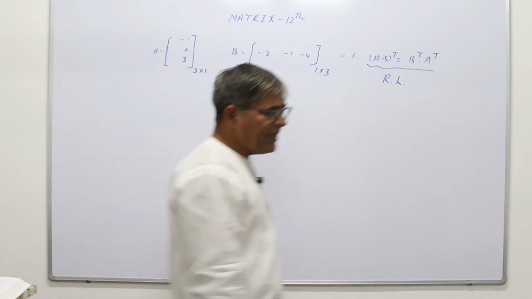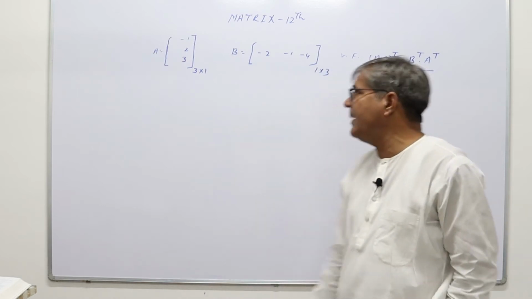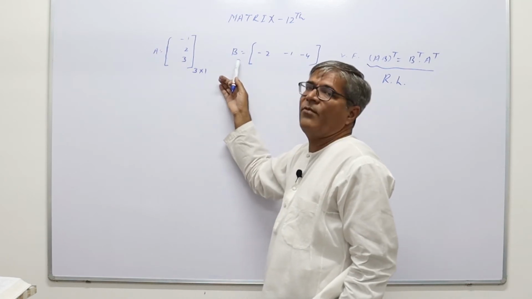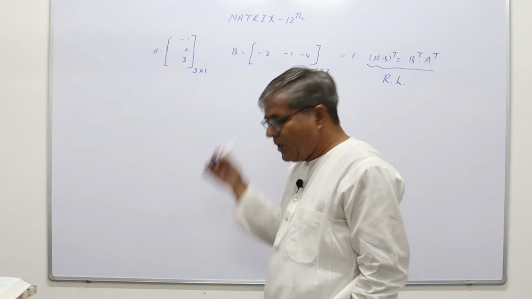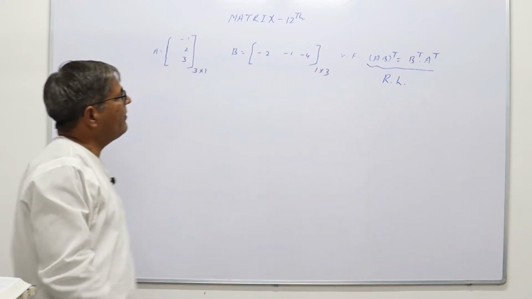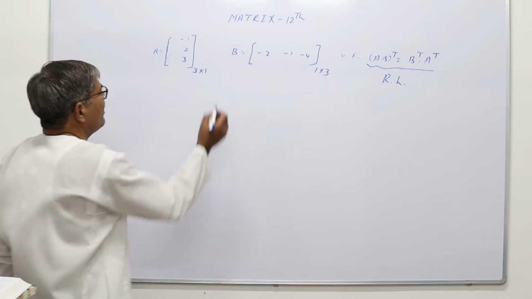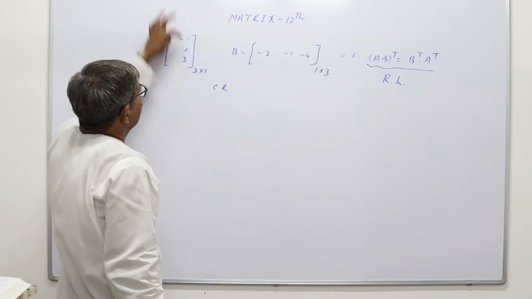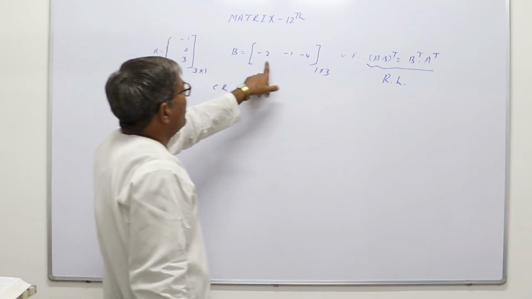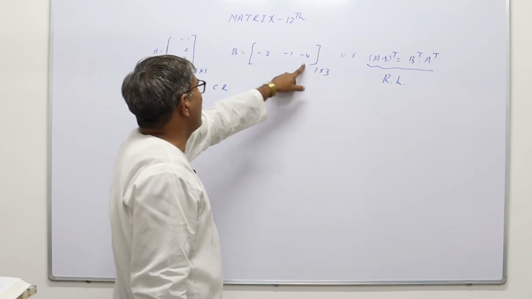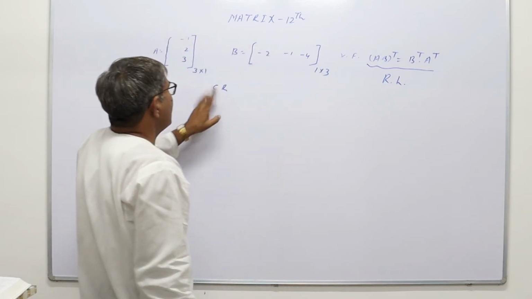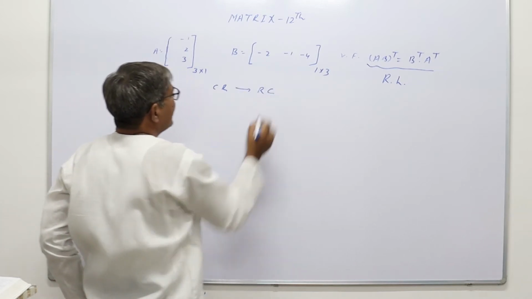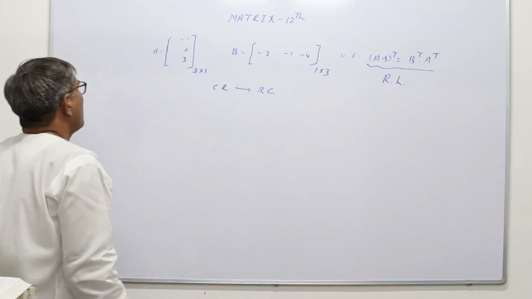Now, what is the meaning of AB possibility? AB possibility means the matrix multiplication of A is possible with matrix B. How will we find whether AB is possible or not? For that, first of all, we see the CR rule, that is, the number of columns in the first matrix, that is 1 column, equals the number of rows in the second matrix, that is 1 row. So the CR rule is satisfied. Then how will we multiply it? We will multiply RC, that is, row will be multiplied with the column.